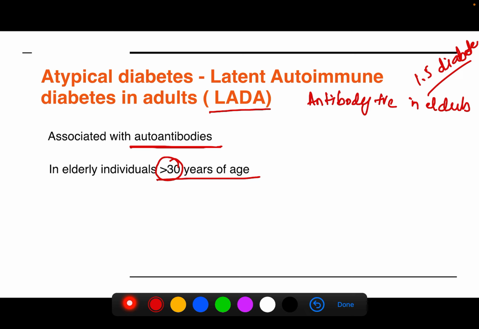And then you will have to shift them to insulin. In such cases, you should actually keep LADA also in mind. Maybe if you get their antibodies done, it might become positive. I'll give you an example of a patient.